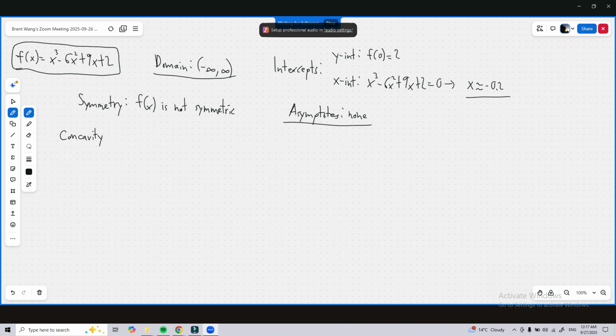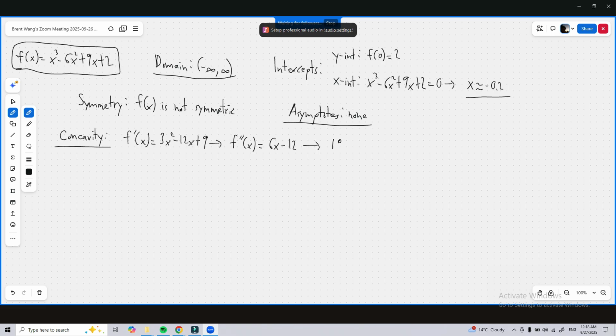Lastly, we have concavity. So, concavity intervals, let's look at it. I should have kept the first derivative. We already showed that f prime x is equal to 3x squared minus 12x plus 9. The second derivative, f prime prime x, is just equal to 6x minus 12. This is going to be quite easy to find intervals of concavity, but let's find the inflection point first.